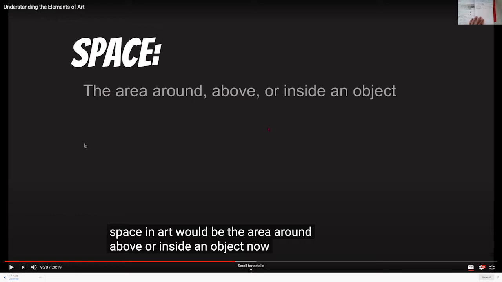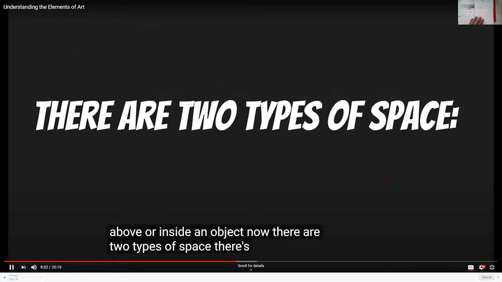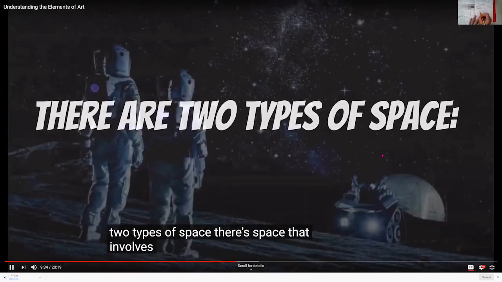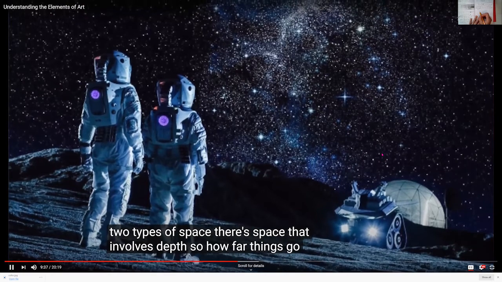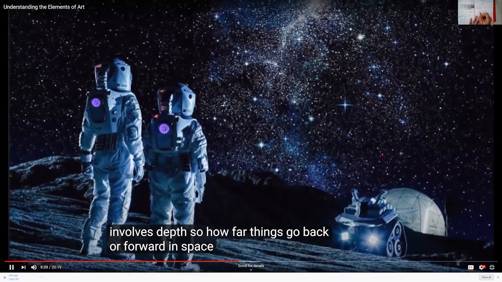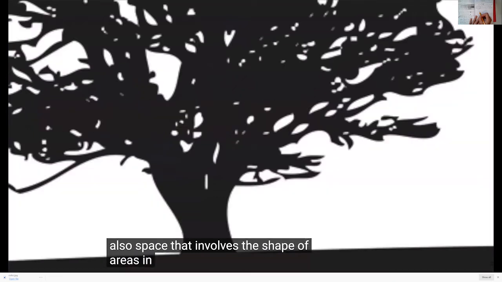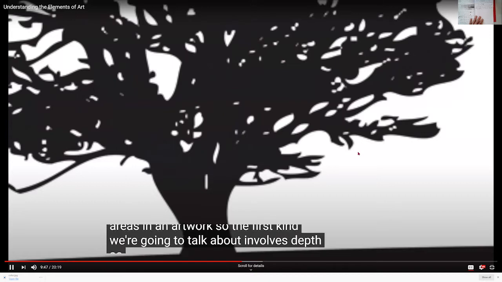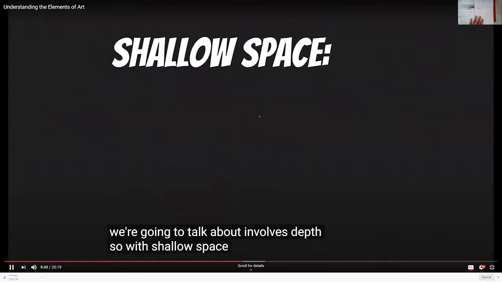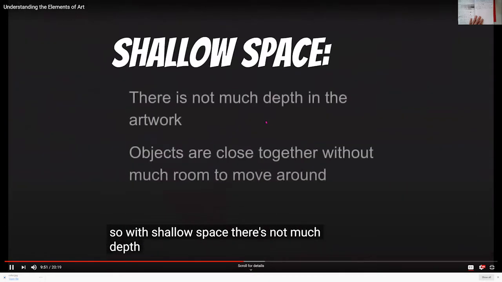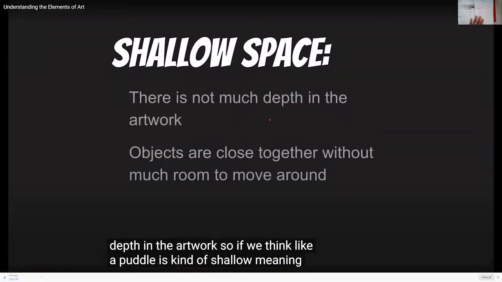All right, now there are two types of space. There's space that involves depth, so how far things go back or forward in space. And then there's also space that involves the shape of areas in an artwork. So the first kind we're going to talk about involves depth. With shallow space, there's not much depth in the artwork. So if we think like a puddle is kind of shallow.